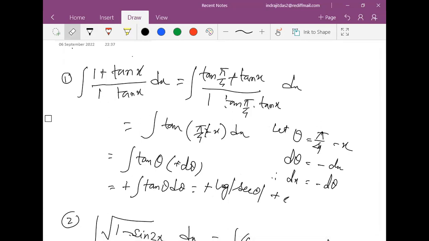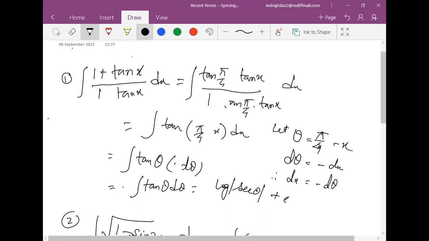These signs are reversed. If I change the sign, the idea will be this sign. So what will happen here, everything will be changed. So the idea is 1 plus tan x by 1 minus tan x. If it is that, then it will be this minus. So that is 1 minus tan pi by 4 x. So this will become plus.